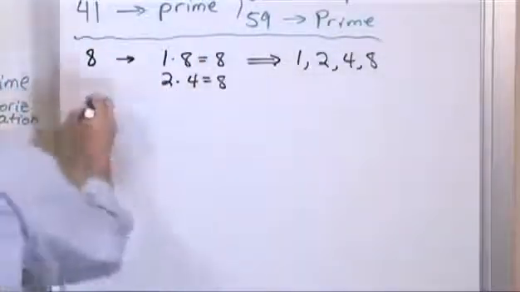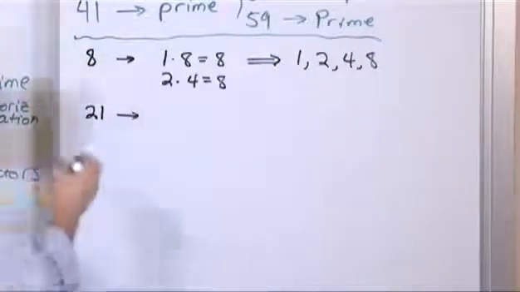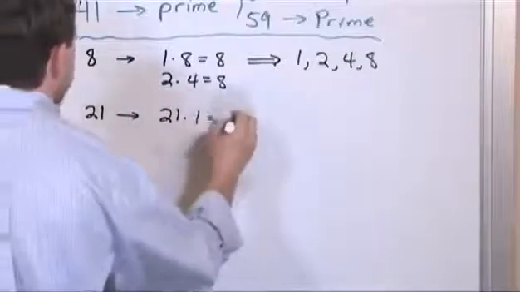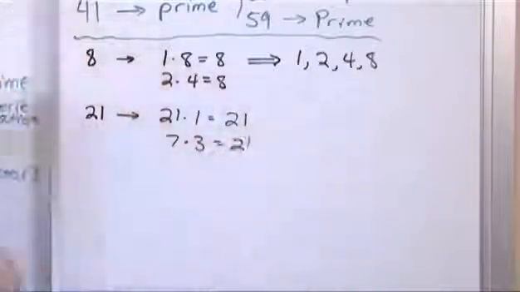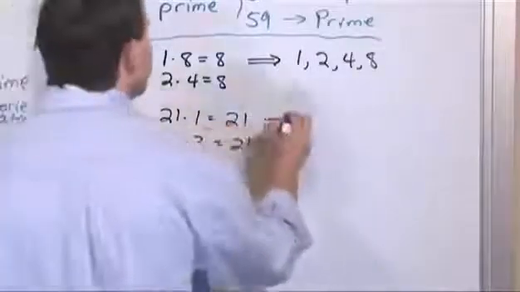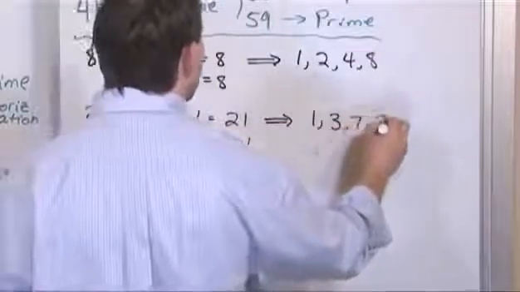All right, let's say 21. Well, how do we find the factors of that? We just try to multiply things together. 21 times 1 is 21, and 7 times 3 is 21, and those are about the only things that I can think of that can be multiplied together to give you 21. So the regular whole number factors are 1, 3, 7, 21.